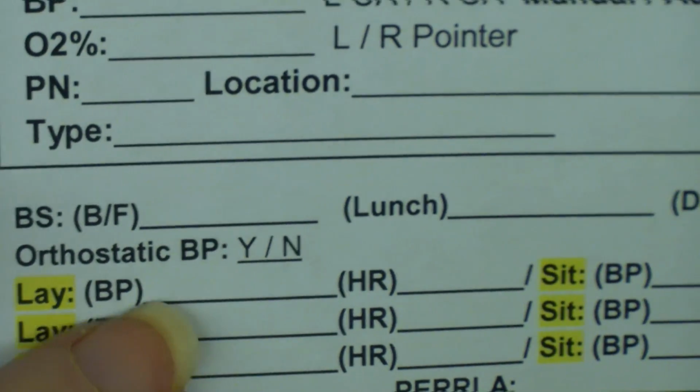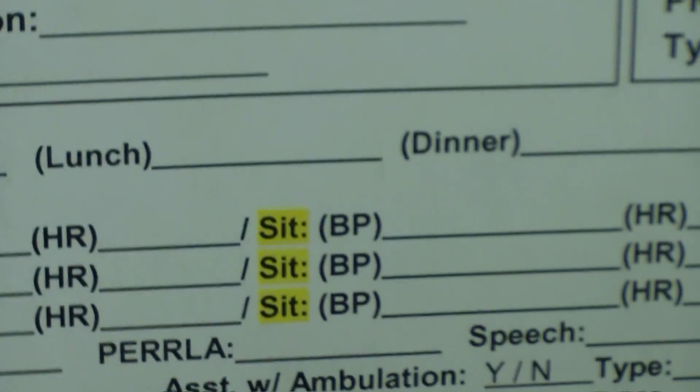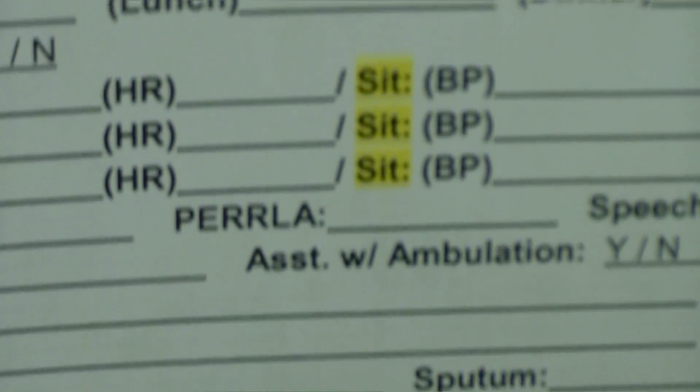So the first one's here. They are laying down, the blood pressure. Here's a place for the heart rate. Then I do it sitting, the blood pressure and the heart rate. And then I do it standing, blood pressure and heart rate. What I have under here.